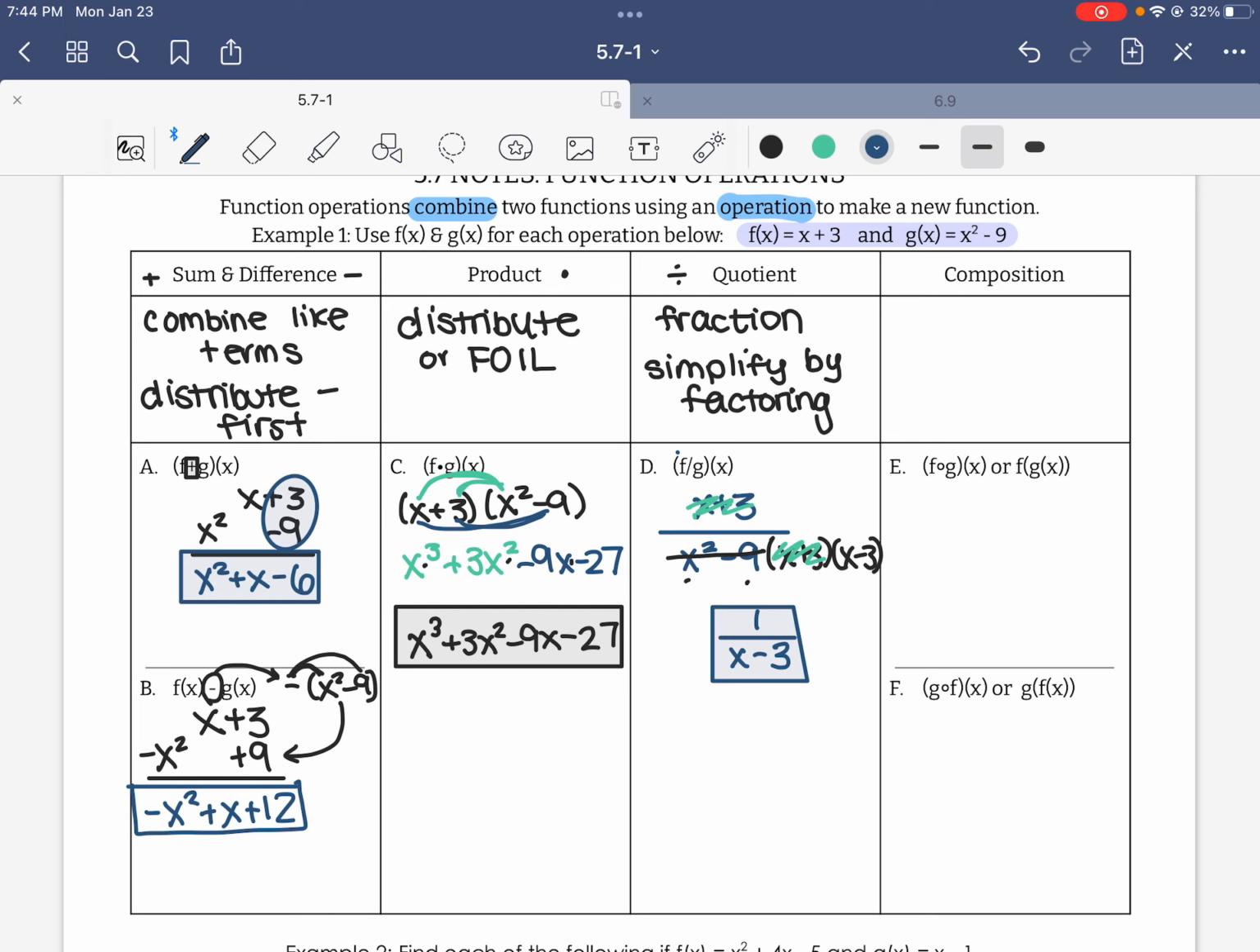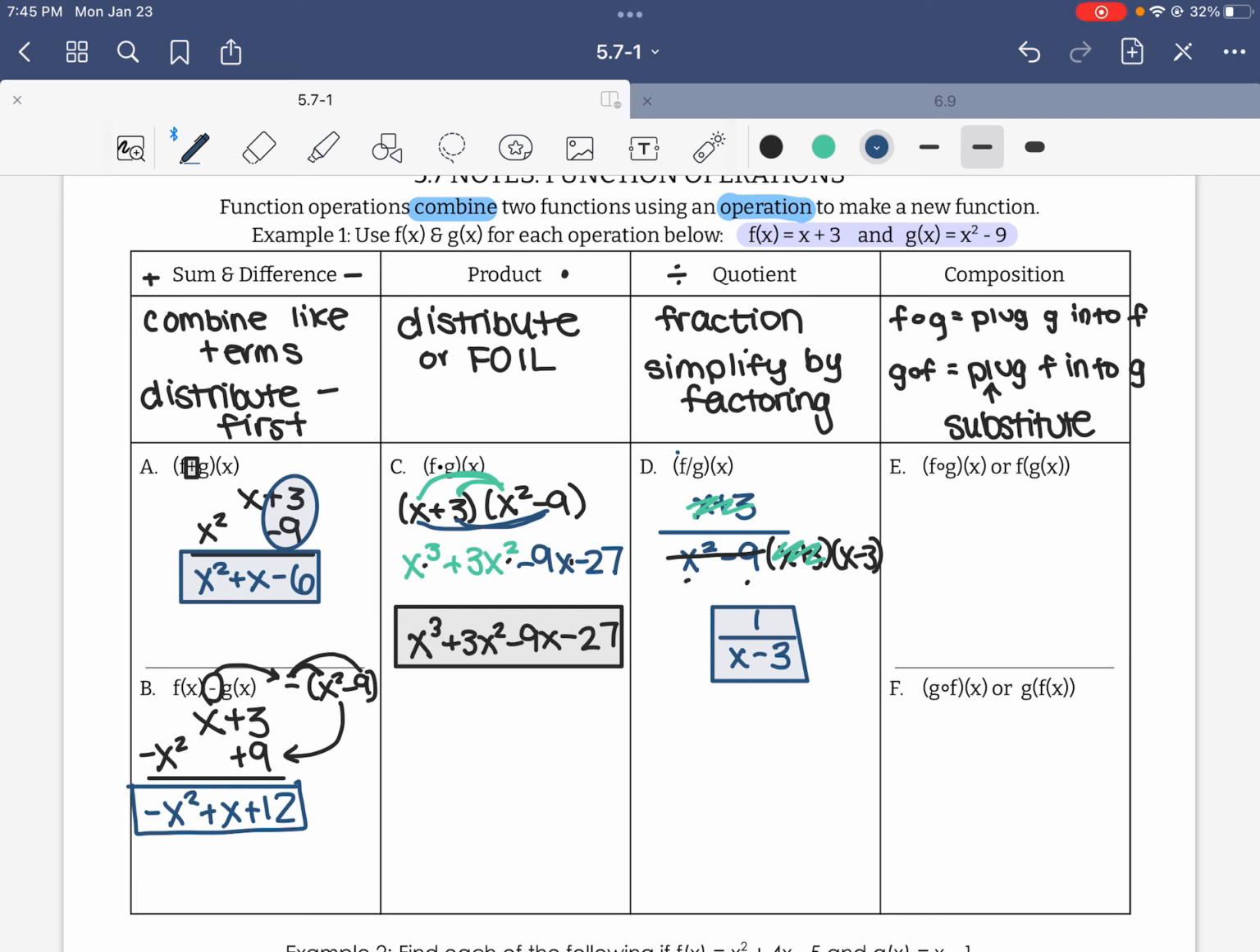Now on to the newest one, composition. To compose something means to make it up using pieces. So essentially, f of g means to plug g into f, and g of f means to plug f into g. And by plug, I really mean substitute, whatever makes more sense to you.